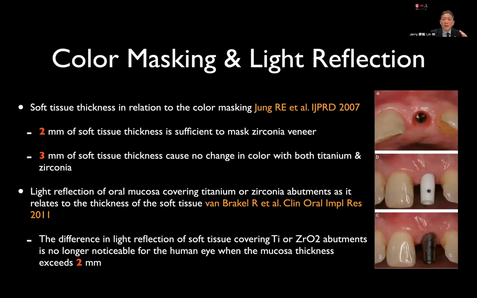And of course, we need the volume of the soft tissue for color masking, either to cover the zirconia abutment or the titanium abutment. We need 2 to 3 millimeters of soft tissue thickness in order to have good color masking. That's why, in general, most people who have an implant in the aesthetic zone without any soft tissue management or any intervention to increase the volume then only have 1 millimeter of soft tissue. That is not enough, so we need to increase the soft tissue volume.